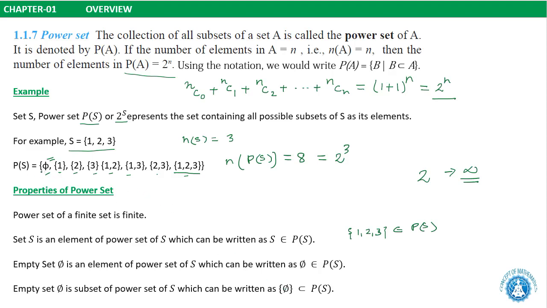If we write a subset of this power set, then the first would be phi. Then phi enclosed by another curly braces, and so on. So this is an element and this is a set. So this is a subset of the power set of S.